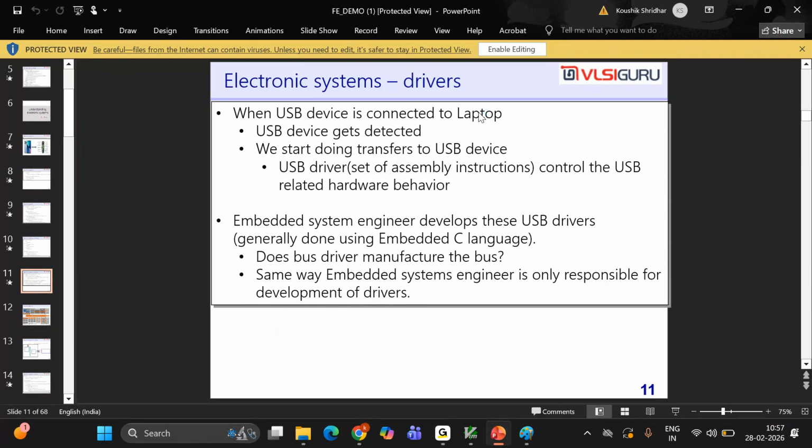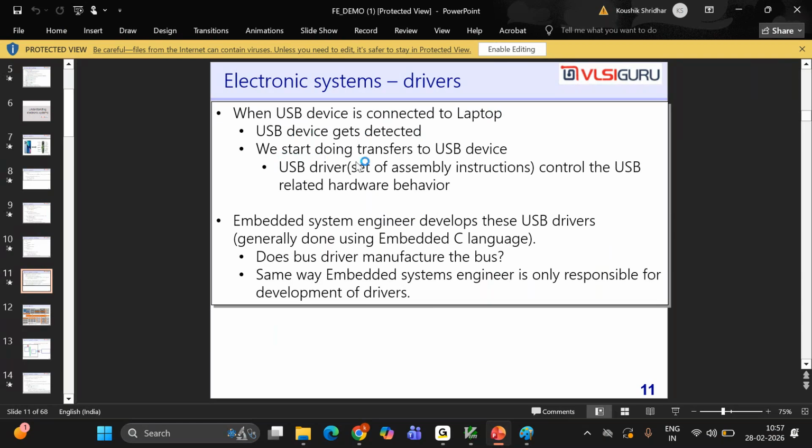It might be because the laptop drivers are outdated. With every new laptop, you will get that first update saying to update your OS or update your system. When you do that update, all the drivers in your laptop, keyboard drivers, display drivers, USB drivers, etc., get updated to the latest versions so that they will be compatible with your pen drive, etc. Is it clear? So when a USB device is connected to a laptop, the USB device gets detected.